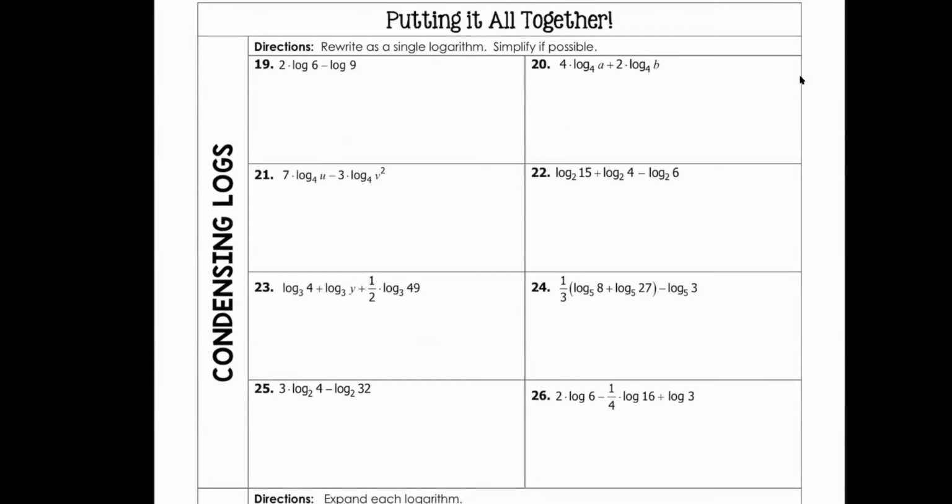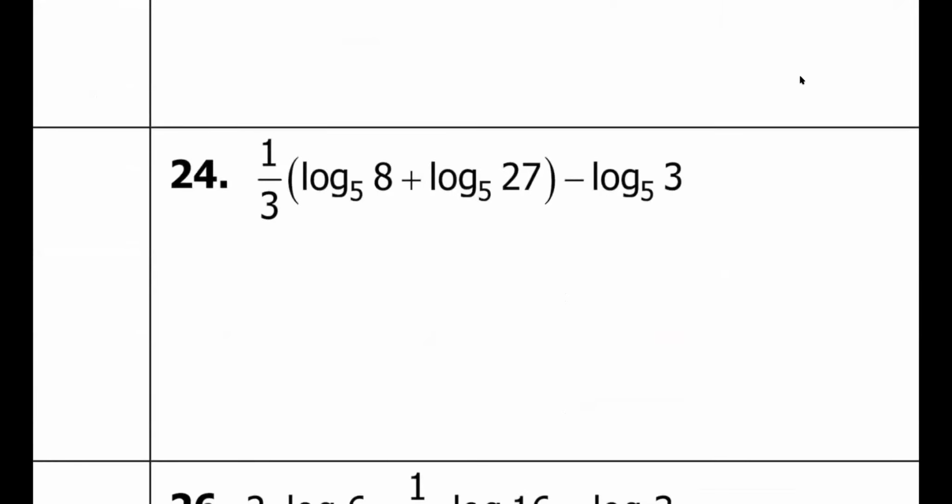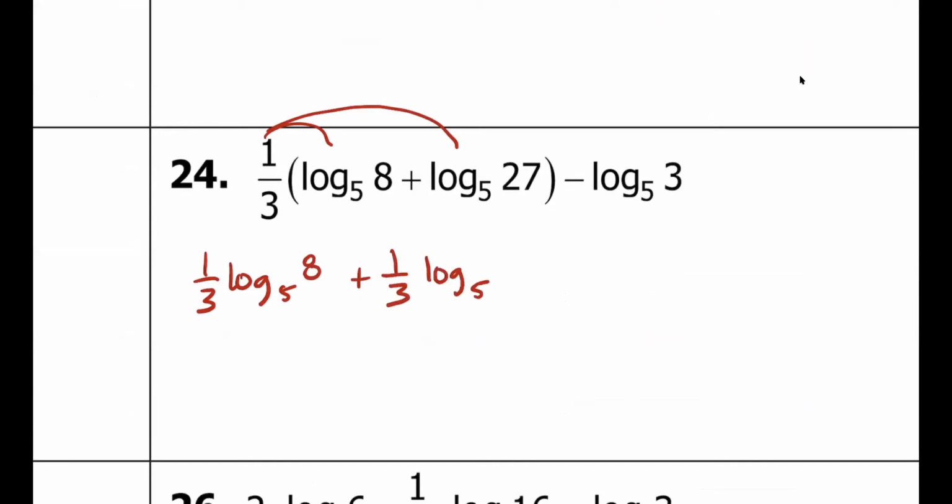Can you go over number 24? So we have a 1/3 in front of a couple of logs. We have adding, we have subtracting. So let's first distribute that 1/3. So we get 1/3 log base 5 of 8 plus 1/3 log base 5 of 27 minus log base 5 of 3.